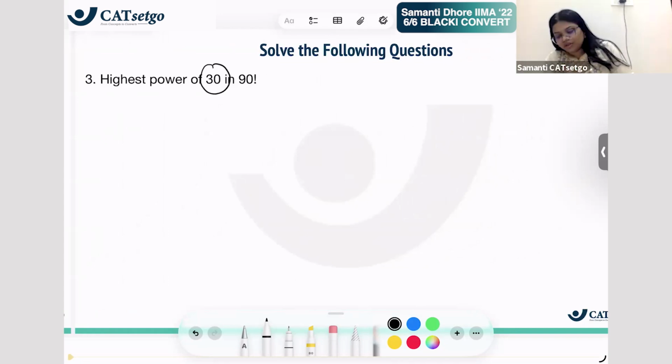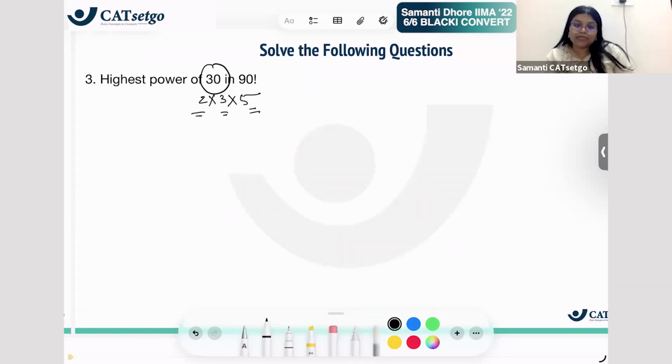How are we going to do? 30 is 2 into 3 into 5. So as many pairs or combinations of 2, 3, 5 as we are going to be able to form, utna hi 30 ka power hoga, right? So basically we have to find in 90 factorial how many 2s, how many 3s and how many 5s are there.